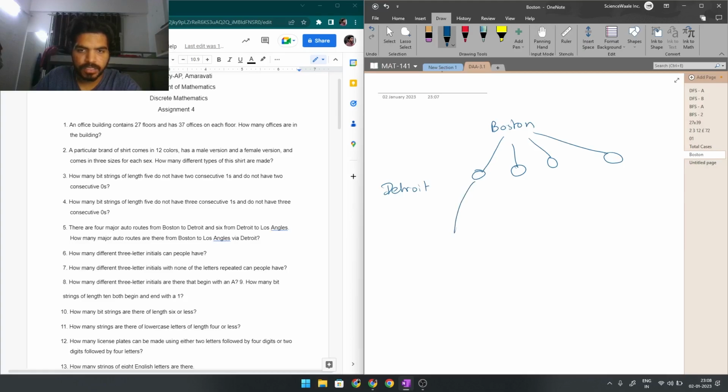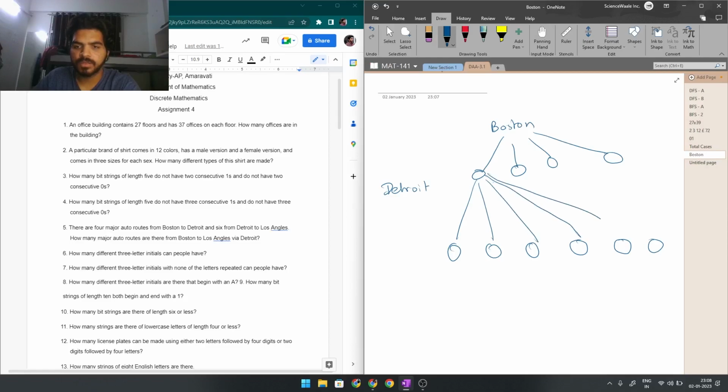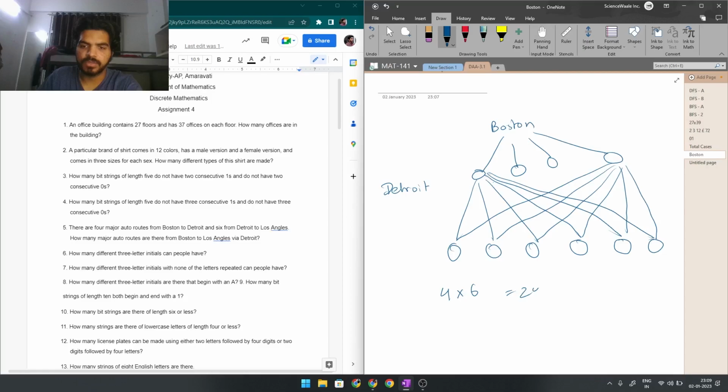Then from there, each one has the option to go to six individual routes. They can pursue six different routes. So this one can be attached to all, or this one can be attached to all, and similarly, every one of the four will have the option to go to all the six. So we have in total four into six paths. Answer is 24.